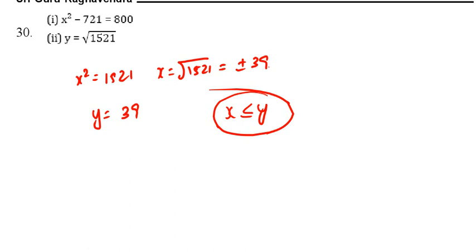33, 47, 81, question mark, 241, 383. 33 is becoming 47, plus 14. This is plus 34. Now this is 241 and 383. What is the difference? That is 142.